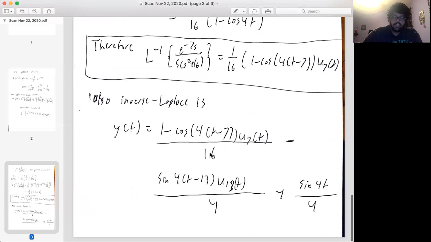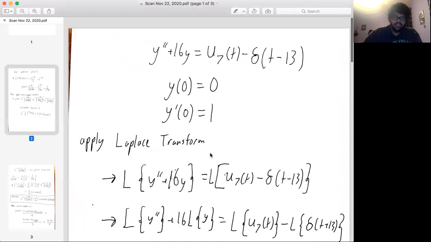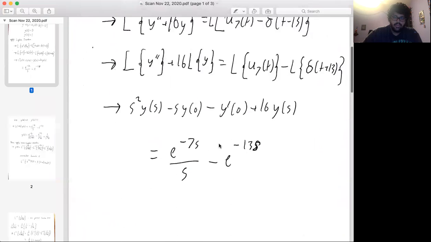So this is how you take the Laplace and the inverse Laplace of an equation like this. I hope this was helpful.